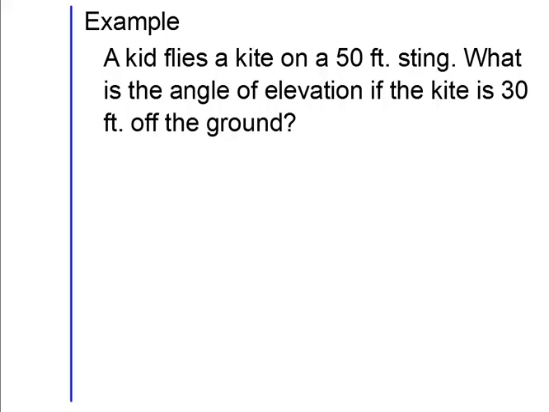Let's use inverse in order to find an angle of elevation. So there's a kid, and he's flying a kite on a 50-foot string. What is the angle of elevation if the kite is 30 feet off of the ground? So let's draw a picture to understand where all the pieces go on our triangle. So there's the kid. He's holding a string. It goes up to a kite. And this string is 50 feet. The kite is 30 feet off of the ground, and that completes my triangle.